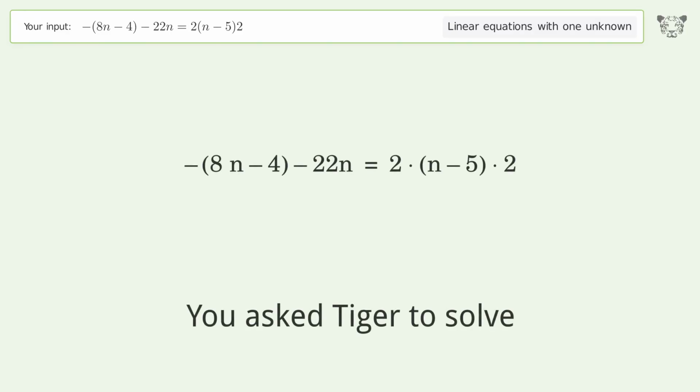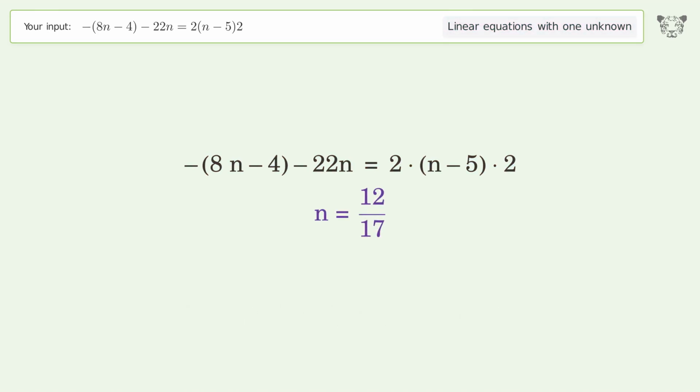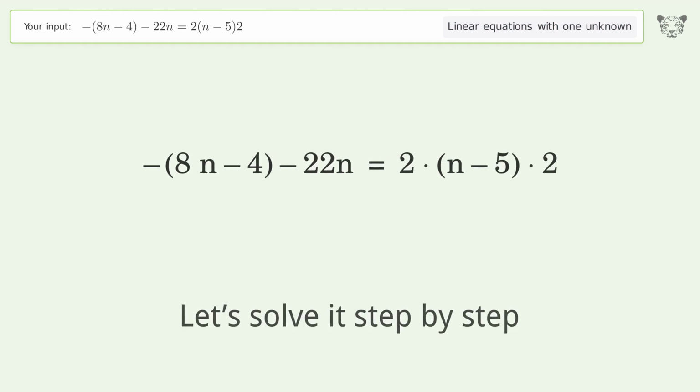You ask Tiger to solve this. This deals with linear equations with one unknown. The final result is n equals 12/17. Let's solve it step by step.